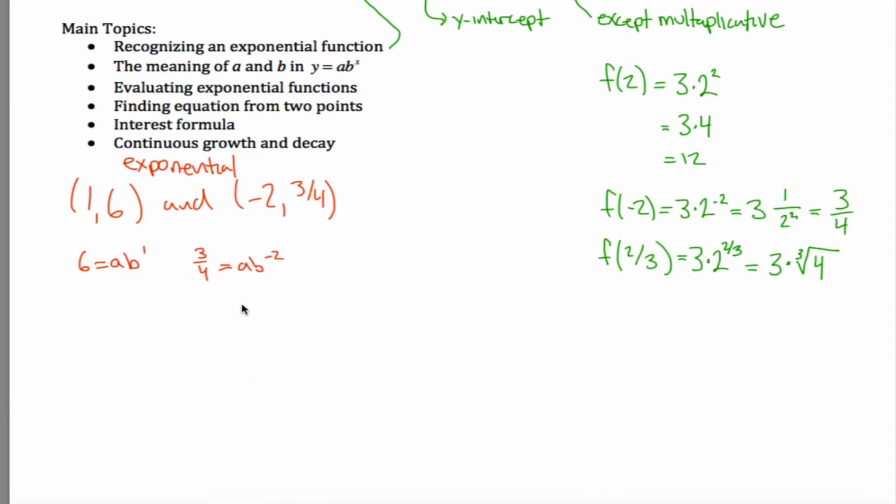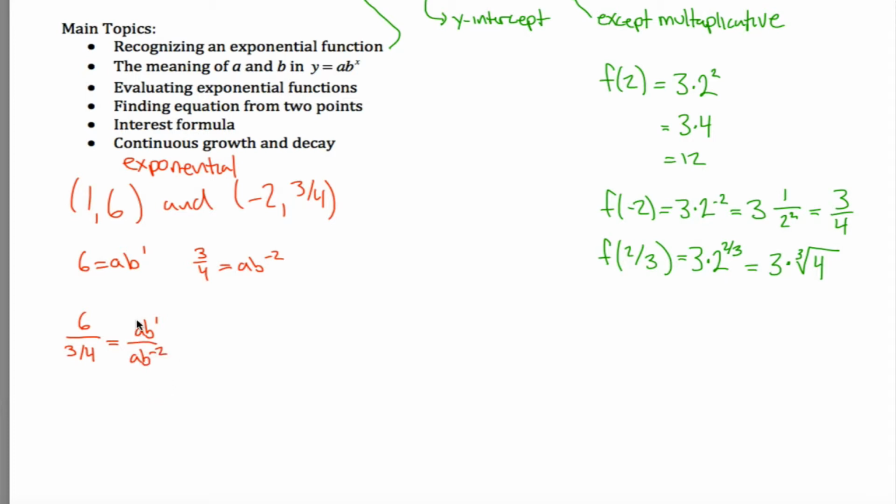Well, there's a way to solve when you have two equations and two unknowns. Actually, there's lots of ways to do it. A trick that'll be really handy is dividing equations. So yes, you could solve one of these equations for one of your variables and plug it into the other one. That'd be algebraically cumbersome. An easier way to do it is divide the equation. So 6 divided by 3/4 must be equal to ab to the first power divided by ab to the negative second power.